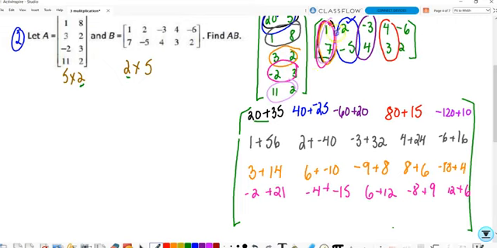Fifth row, first column, 11 times 1, 2 times 7. 11 times 2, 2 times -5. 11 times -3, 2 times 4. 11 times 4, 2 times 3. 11 times -6, and then 2 times 2. All right, all the multiplying's done. Now we got to add them up.